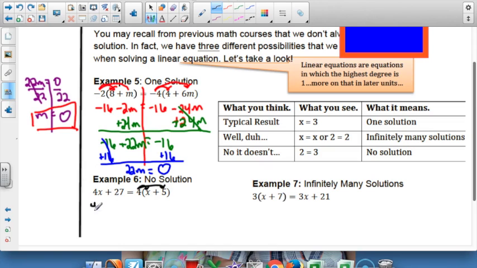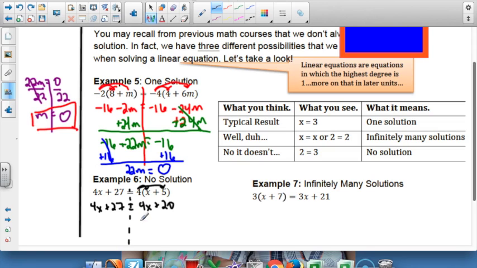So over here, I'm just going to rewrite it exactly as I see it because there's nothing that needs to be done. Over here, 4 times x is 4x. 4 times 5 is 20. All right, my next step is to check for like terms. This side doesn't have any like terms. This side doesn't have any like terms.